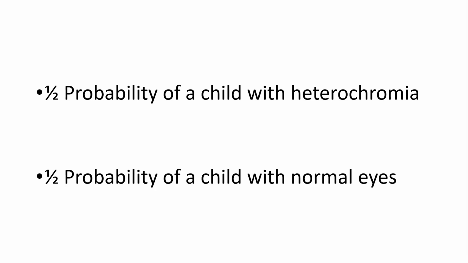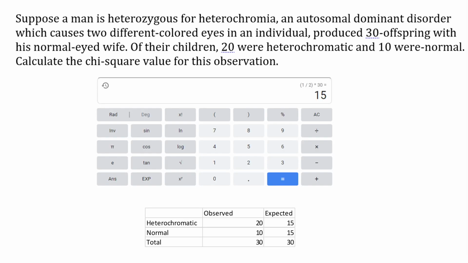To determine our expected values, now what we need to do is multiply this probability by the total number of children to see how many of them we would expect to have a particular phenotype. In this case, we'll be multiplying 1/2 by 30 to determine that there are 15 expected children with heterochromatic eyes and 15 expected children with normal eyes. Notice that both of our observed and expected values have a total of 30. In any case, when you are doing a chi-square question, we should always expect to have our observed and expected values have the same total.